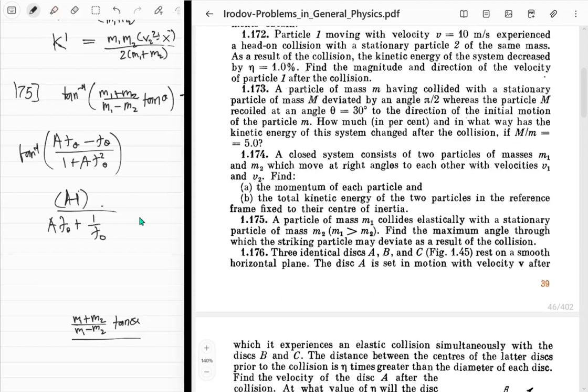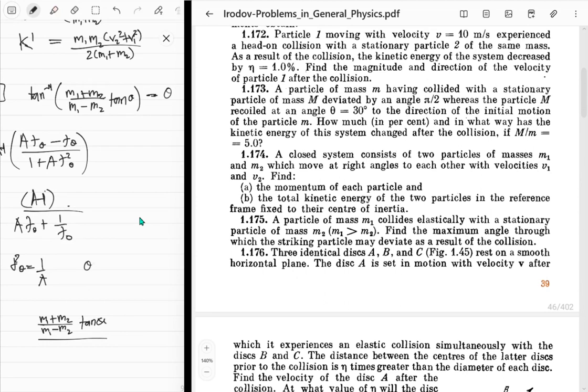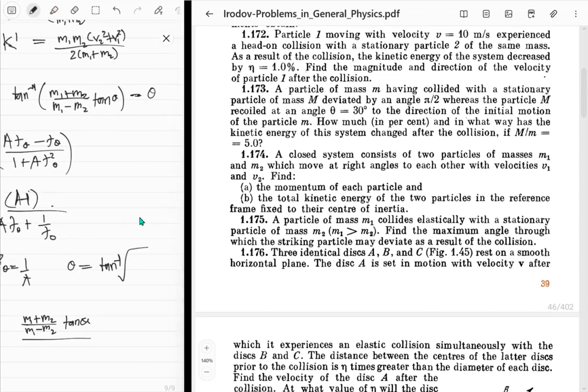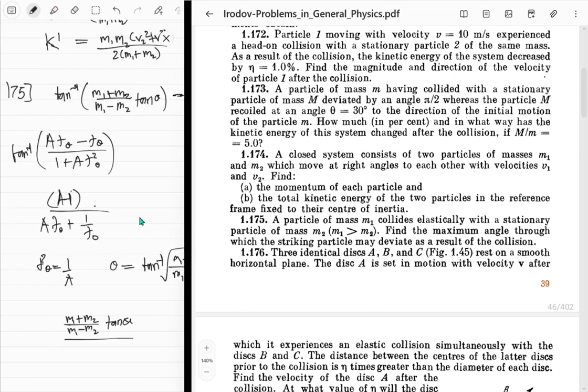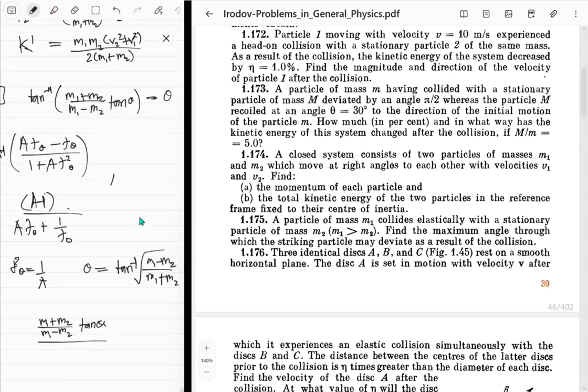So this should happen when you just have tan square theta equal to 1 upon a. So theta should be tan inverse of 1 upon square root a. So theta should be tan inverse of square root of m1 minus m2 upon m1 plus m2. That will give us the maximum deflection, right? At this point, you will get the maximum deflection. And what is this maximum deflection? It's going to be a minus 1 upon 2 square root of a actually.